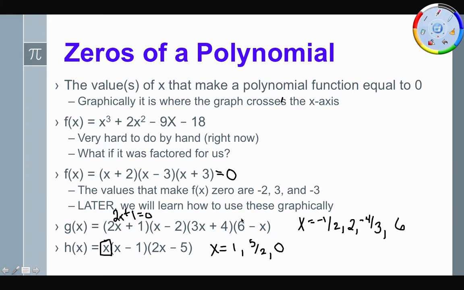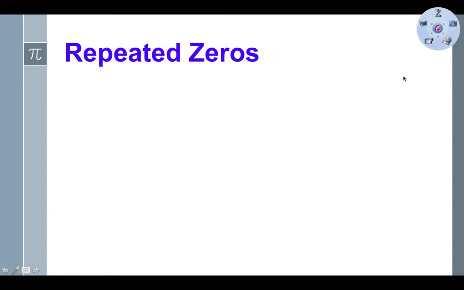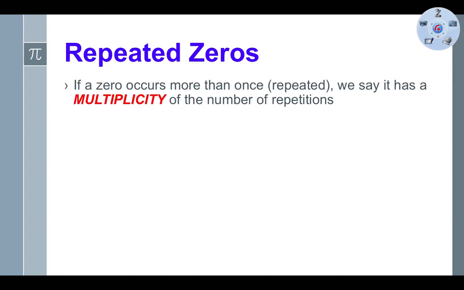All right, so that's zeros, just figuring them out from factored form. Let's take a look at the next piece. So the next piece for us is a repeated 0. Now this plays very heavily into how to graph polynomials, which we'll get to, like I keep mentioning, later on in our unit. And the repeated 0 is just a 0 that occurs more than once, hence the word repeated. And we say it has a multiplicity. And multiplicity is just a fancy way of saying the number of times it's repeated.